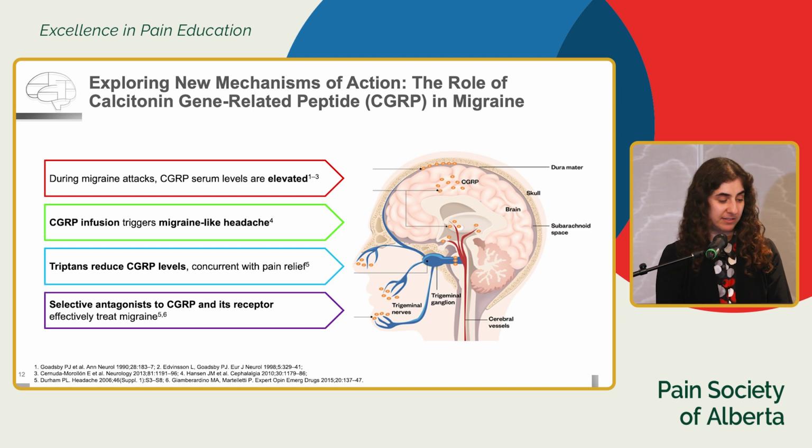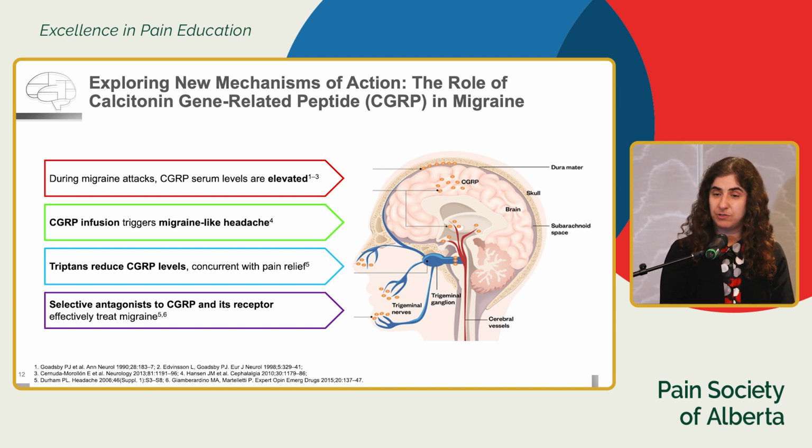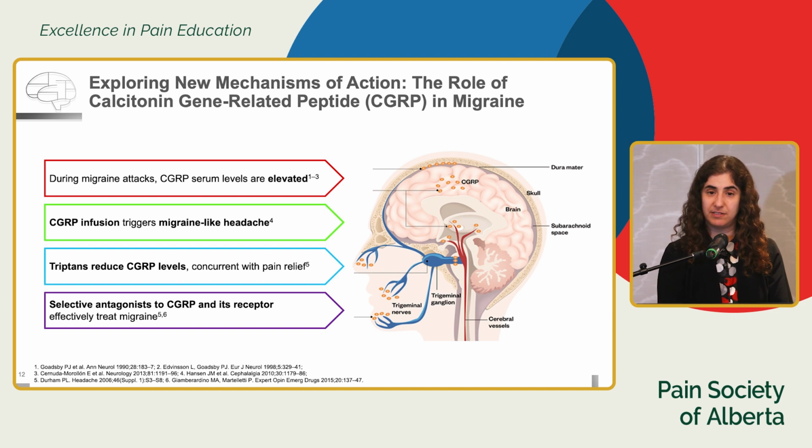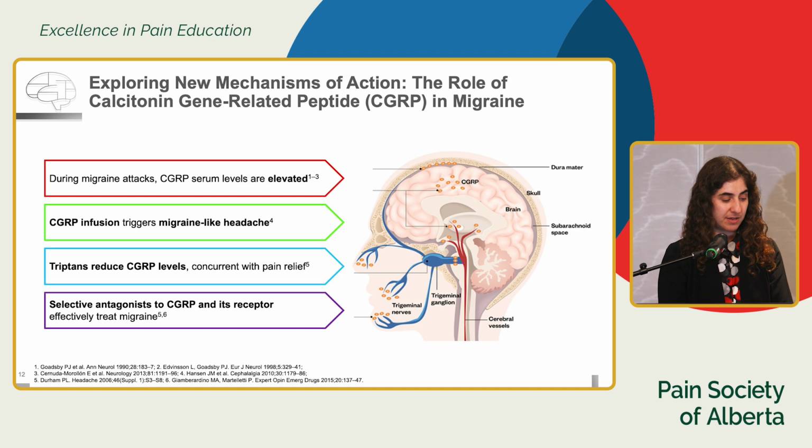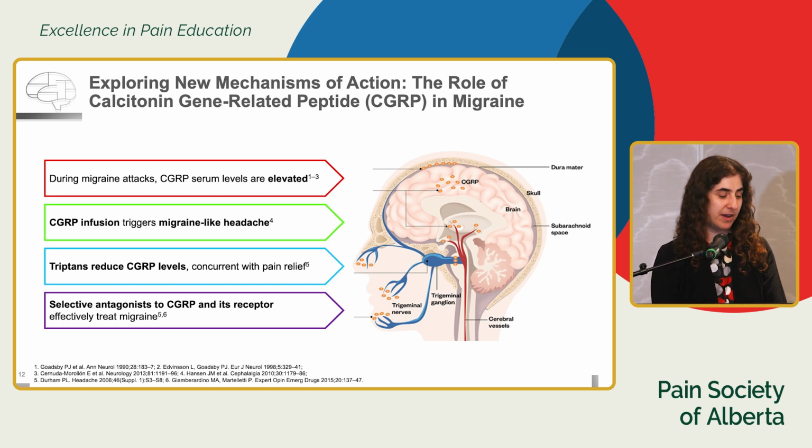There are actually many mechanisms by which we know that. For example, during migraine attacks, we know that CGRP serum levels are elevated, so they rise. We know that CGRP infusion actually triggers migraine-like headache attacks. Triptans, we know, reduce CGRP, and that's one of the ways they work, through agonism of the serotonin receptors. And then we have selective antagonists to CGRP and its receptor, i.e. the gepants, that have effectively been shown to be useful for migraine headache.